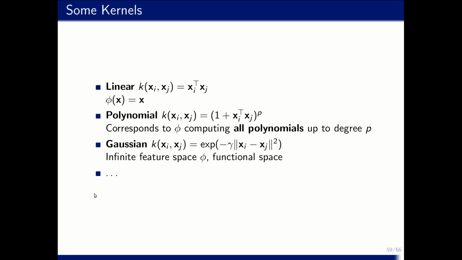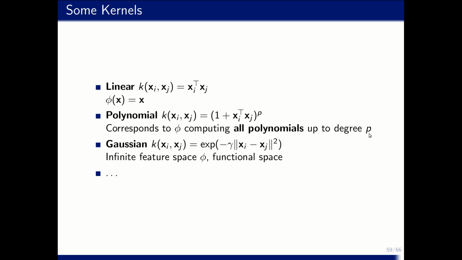So here are some kernels. We have a linear kernel, which is actually just doing nothing. It's just the inner product of the original features. This is a valid kernel again, and the corresponding feature function is easy to see to be just the identity. So essentially this linear kernel doesn't do much. We have the polynomial kernel, which is just the inner product plus 1 to the power of p. And it can be shown that the corresponding phi actually computes all polynomials up to degree p.